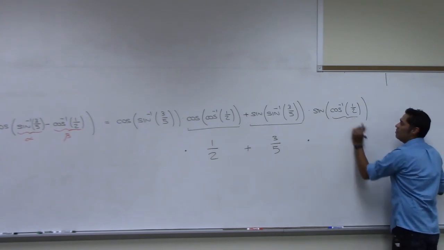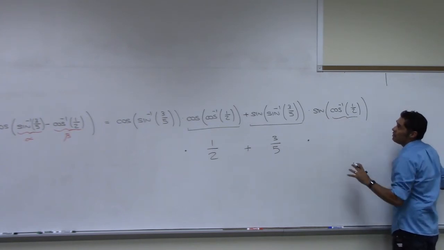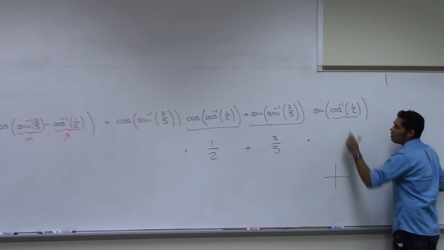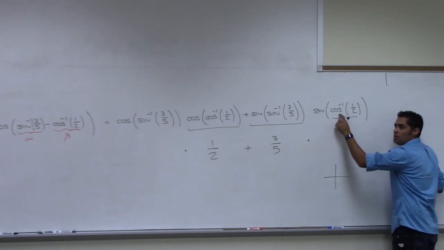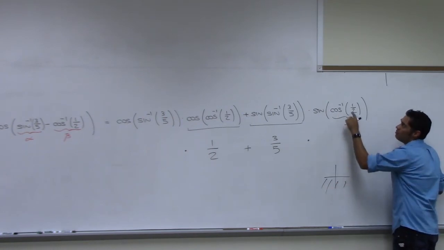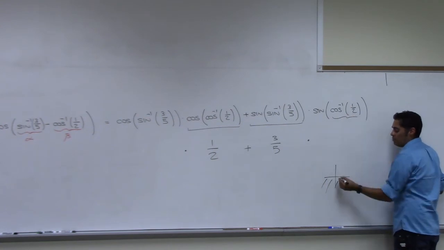This is an angle. It's an angle that lives in either the first or second quadrant. First, cosine. Our cosine is 1/2, right? Like this. So where's the x coordinate 1/2? Where is that?